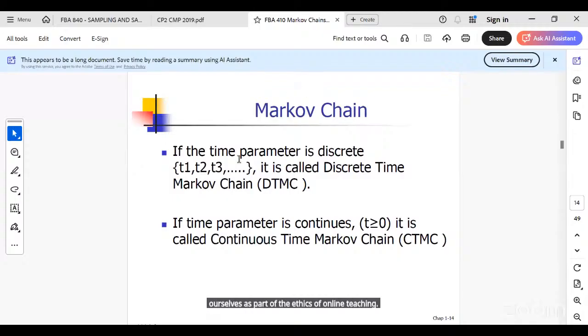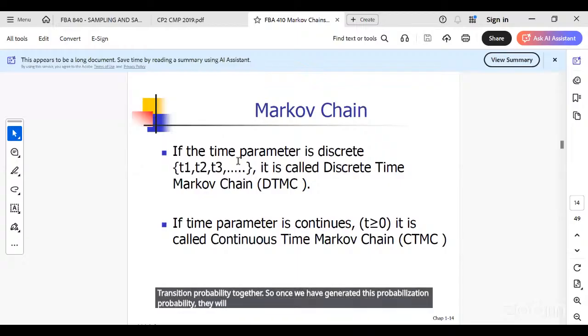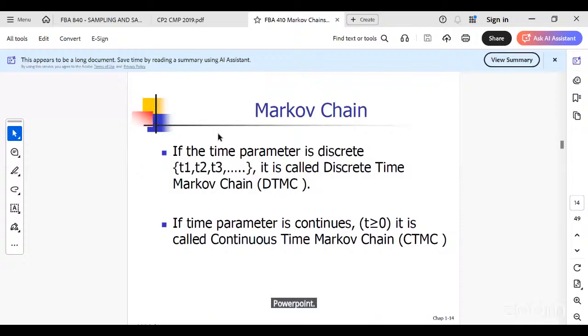So now I want to share my Excel sheet. So I will create a scenario, and then from that scenario, we will all generate the transition probability together. So once we have generated this transition probability, then we'll go back to our PowerPoint. So I will reshare my screen now so as to take advantage of that. So I'll share the whole screen rather than just sharing that document.